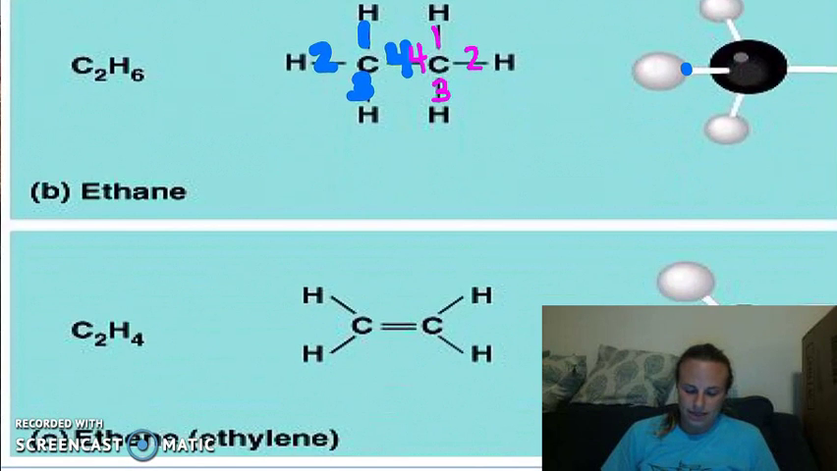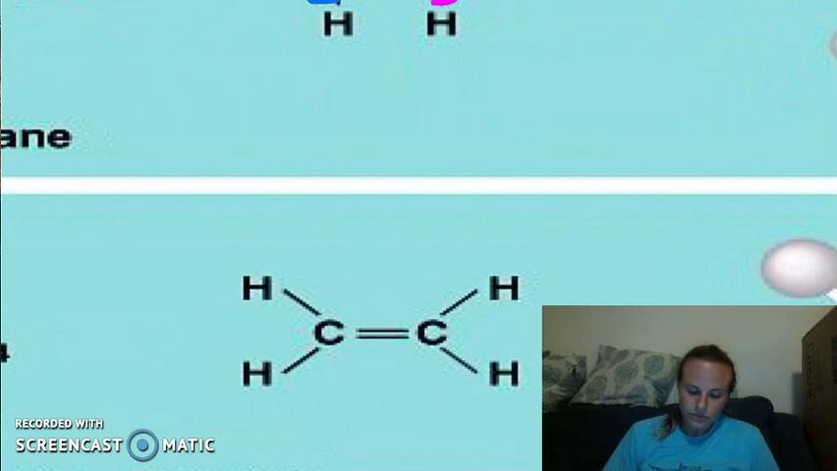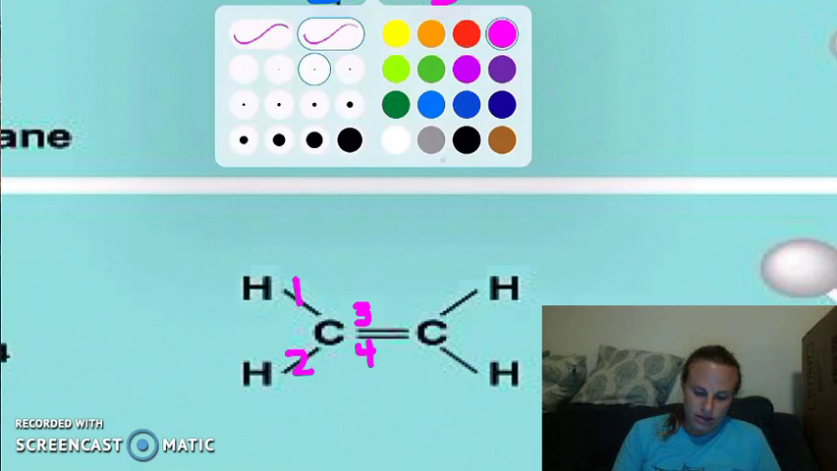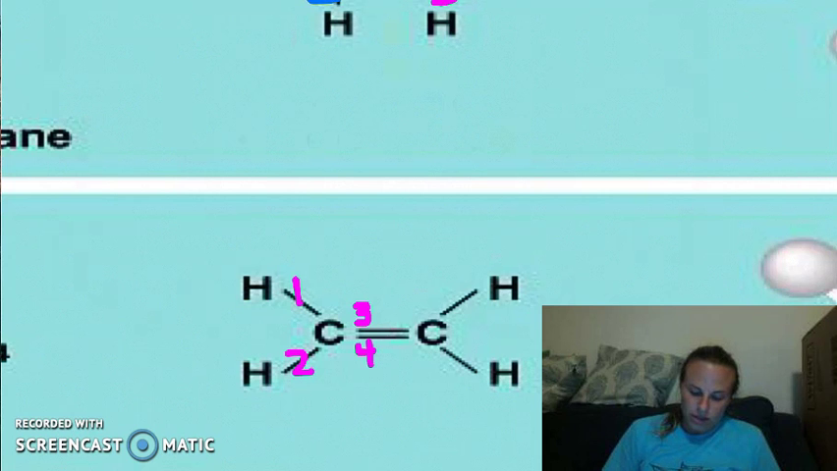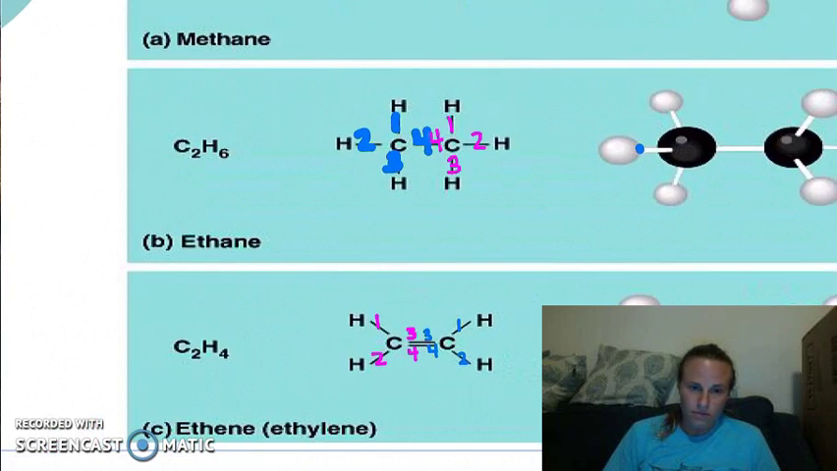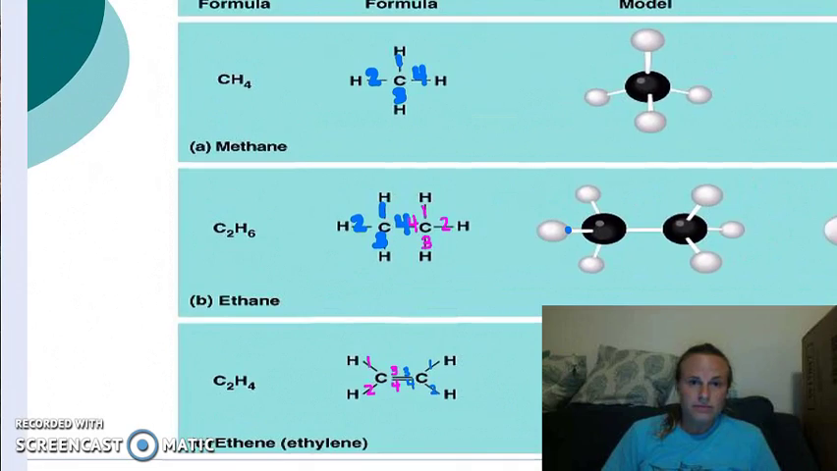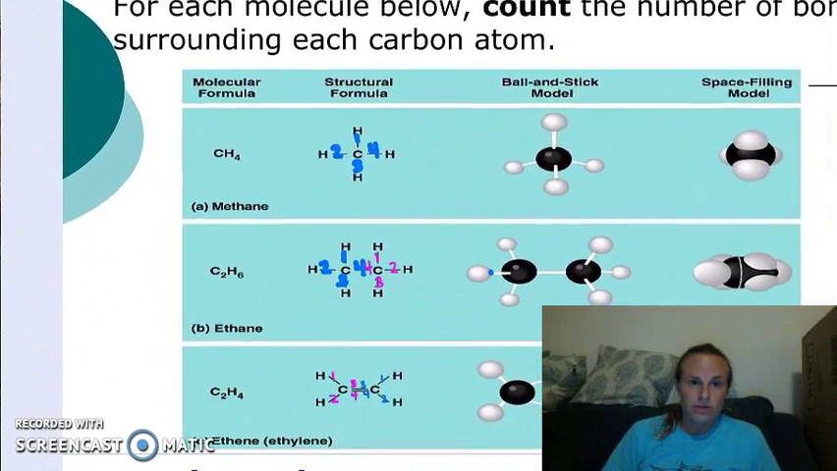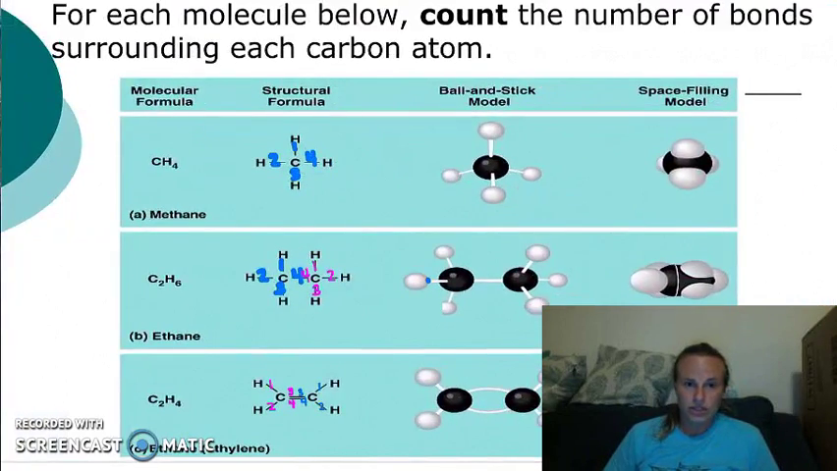And ethene, let's take a look at this. You've got 1, 2, and now here we've got a double bond, so 3, 4, and now let's check out our second carbon. 1, 2, 3, 4. So you see how carbon can form 4 bonds with other atoms within each compound.